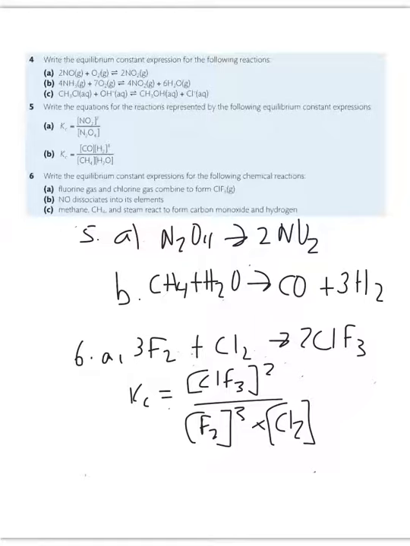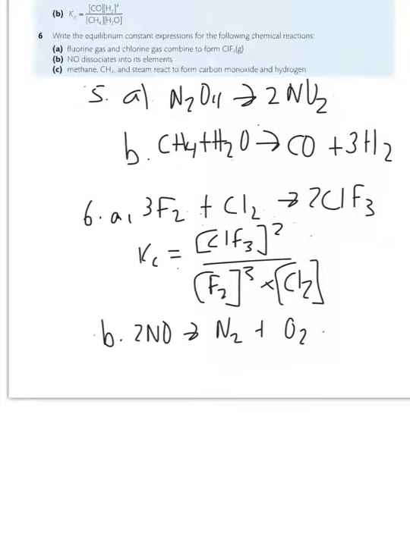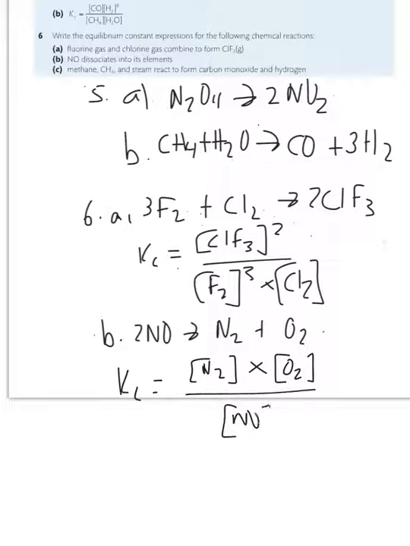Part B, they're telling you that NO dissociates into its elements, so I've got NO becoming N2 and O2, so I just need a 2 here. So when I go ahead and write this equilibrium expression, I'm going to have N2 times O2 over NO to the second.